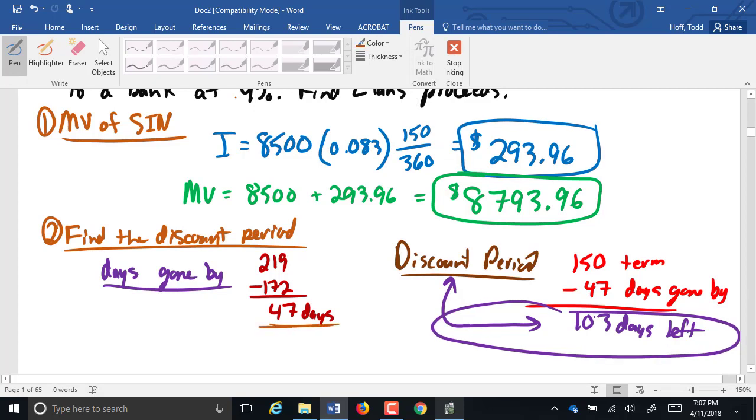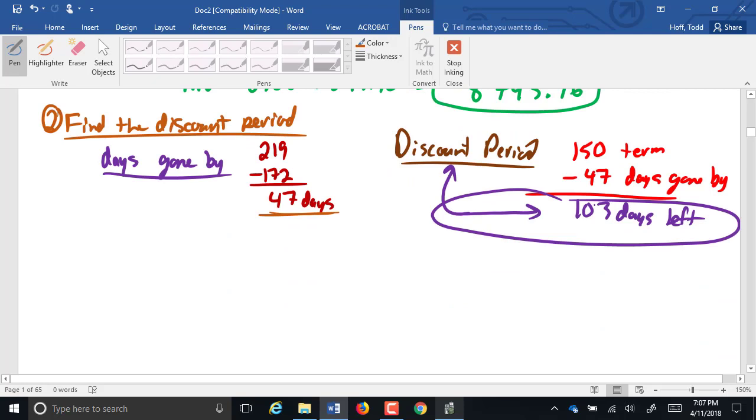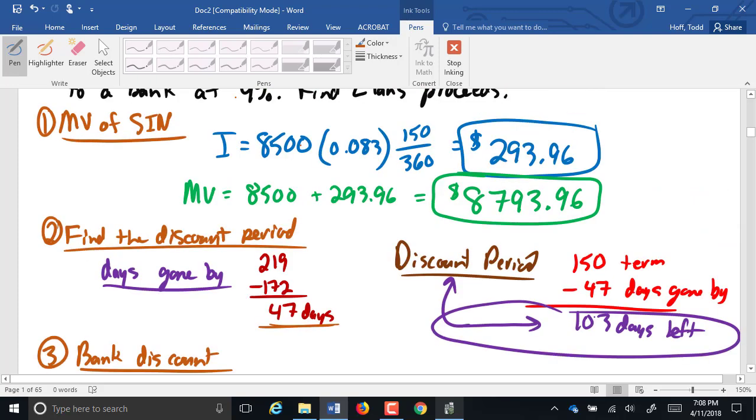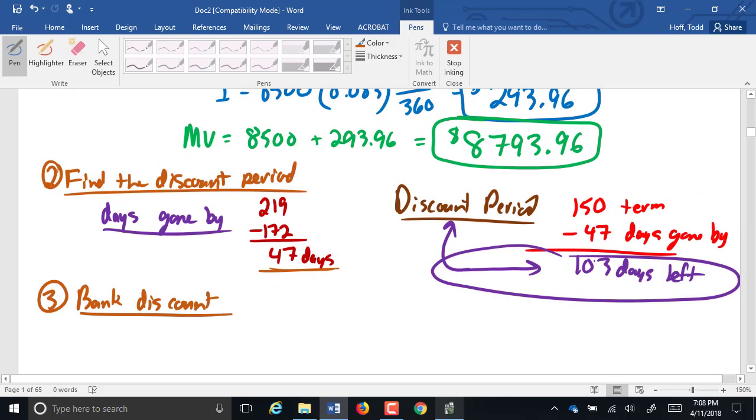So many people will go with the 47 once they subtract those dates. You got to remember to subtract it from the term of the note. Okay. Step 3 then is still the bank discount.